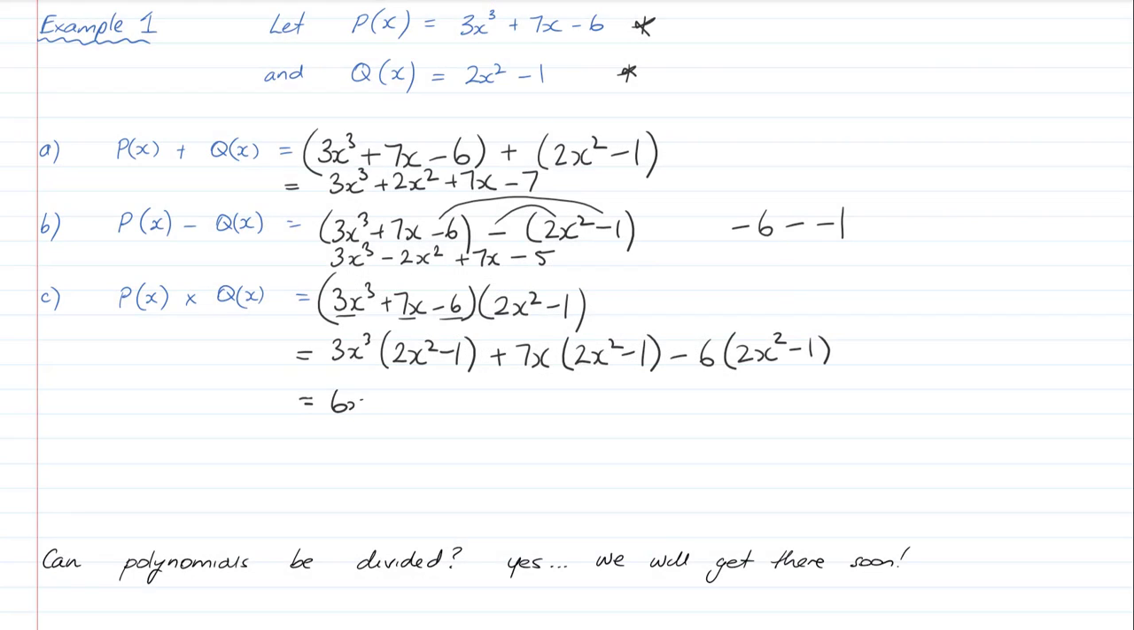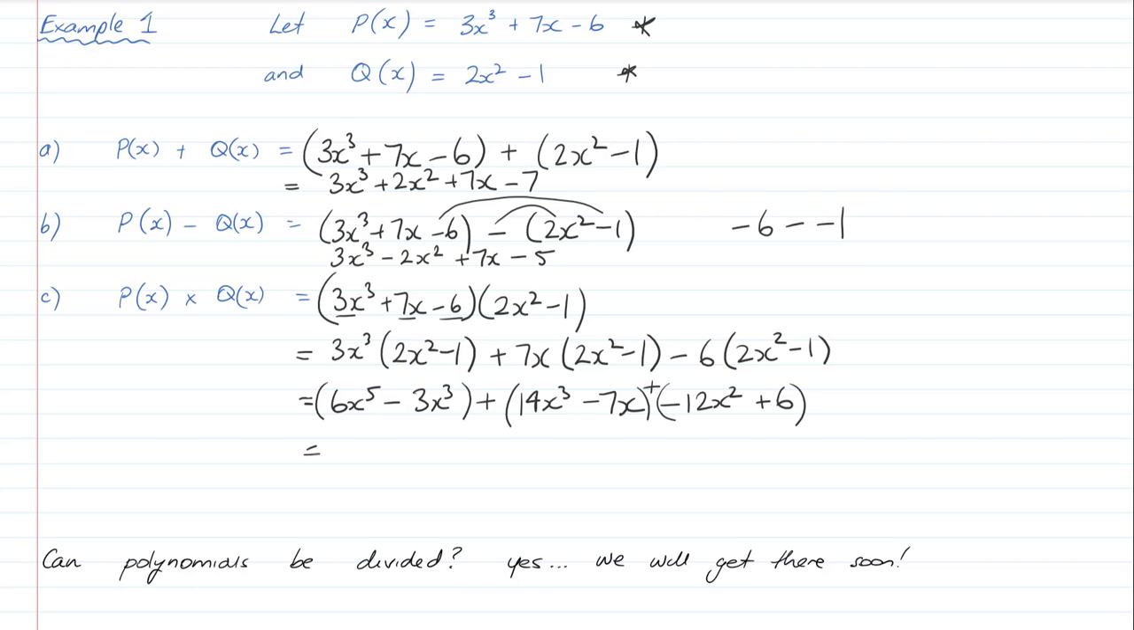So I've got 6x to the power 5, this is working, minus 3x cubed, and that's my first one. Plus 7x times 2x squared is 14x cubed, minus 7x, and then I've got minus 6 times 2x squared is minus 12x squared, and minus 6 times negative 1 is plus 6. So there's my second one, and there's my third one. So I'll just be careful to include that negative inside because the 6 is positive.